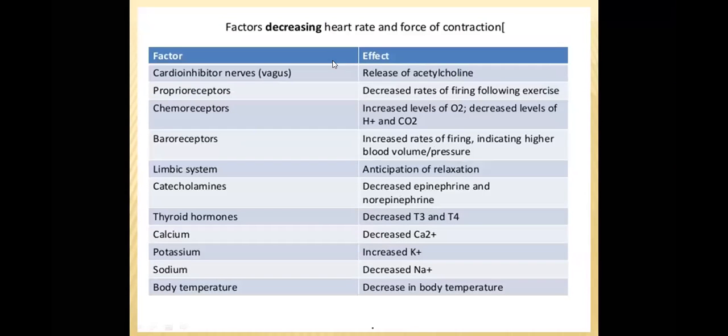Factors that decrease the heartbeat rate are the cardiac inhibitory center. We have discussed about this, the vagus nerve and proprioceptors. Whenever you are not doing exercises, then automatically heartbeat rate is not required to increase. So chemoreceptors, we have already discussed about this. Baroreceptors, limbic system. So whenever you are in normal position or relaxing, whenever you are happy, adrenaline need not be released. That's why the limbic system directly decreases the release of adrenaline. And catecholamines will be decreased under normal conditions. So that's why the heartbeat rate will be decreased.